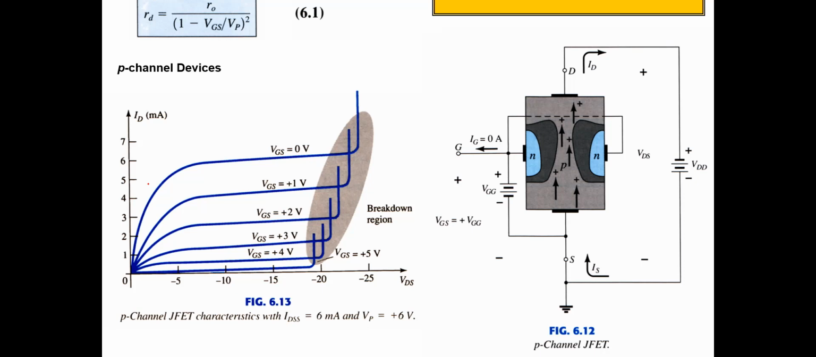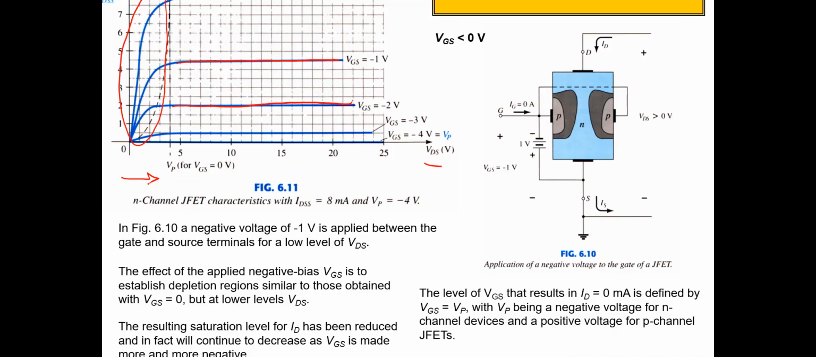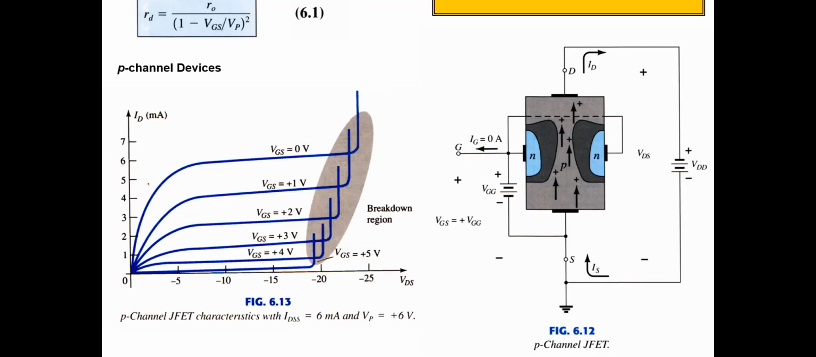And if we increase the VDS more, the pinch off will be broken, and we call it the breakdown region, and the current will become larger and larger, like unlimited. So the device is broken and we cannot use that JFET anymore. We have to be very careful in this breakdown region.